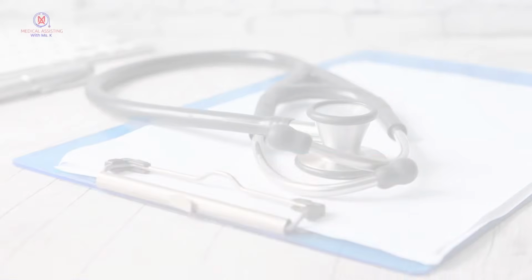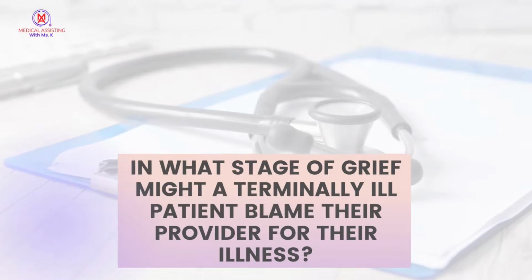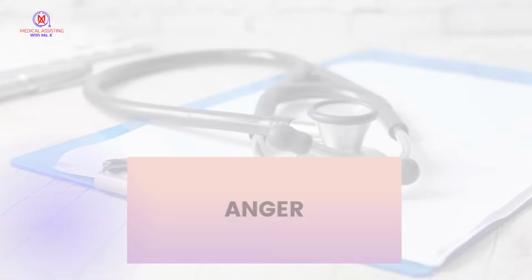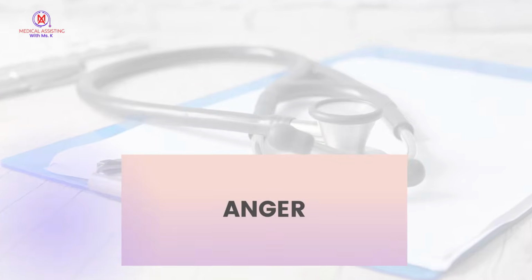And then, in what stage of grief might a terminally ill patient blame their provider for their illness? So in this stage, the patient might blame the provider for their illness. What stage is that? Okay, if you said anger, you are correct.